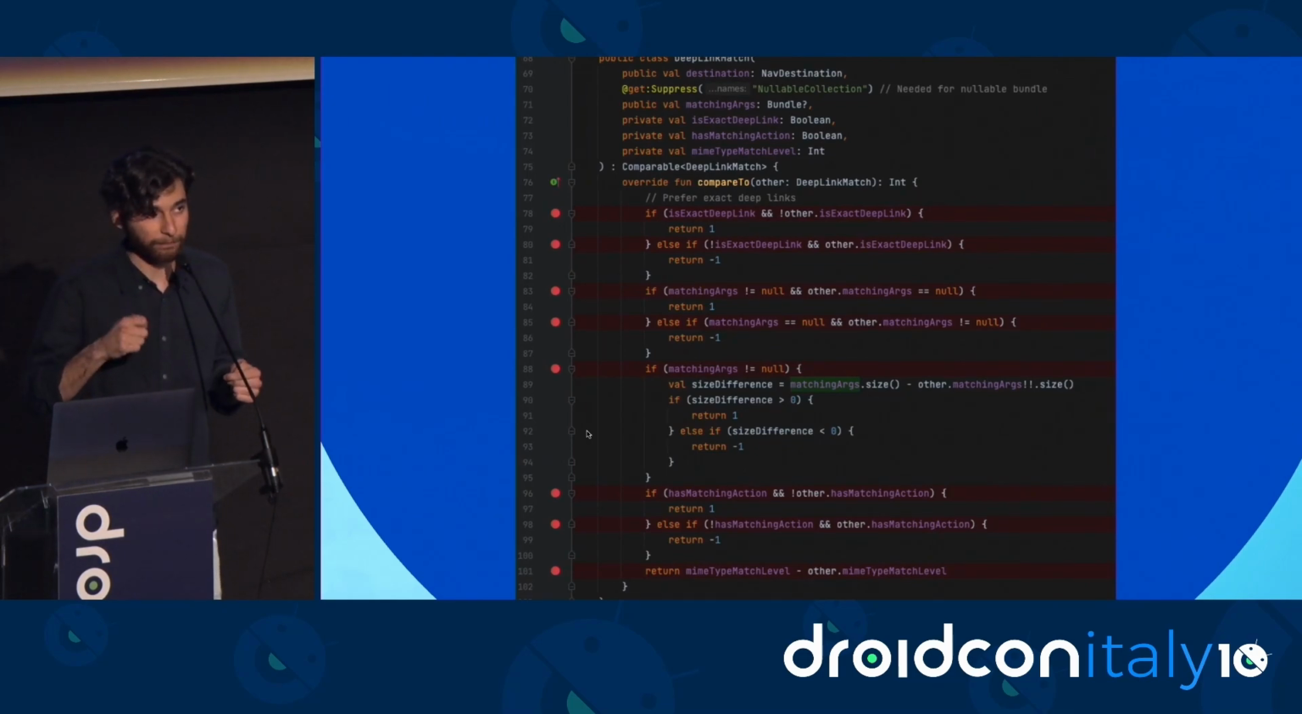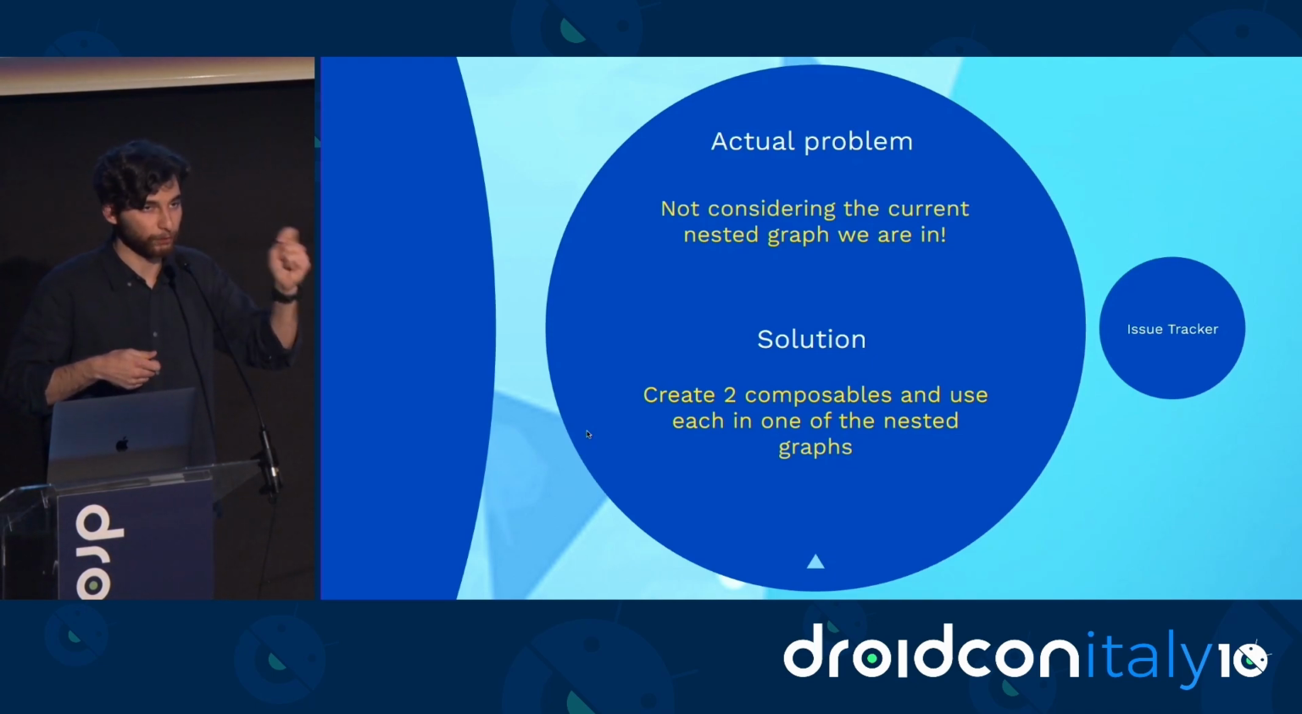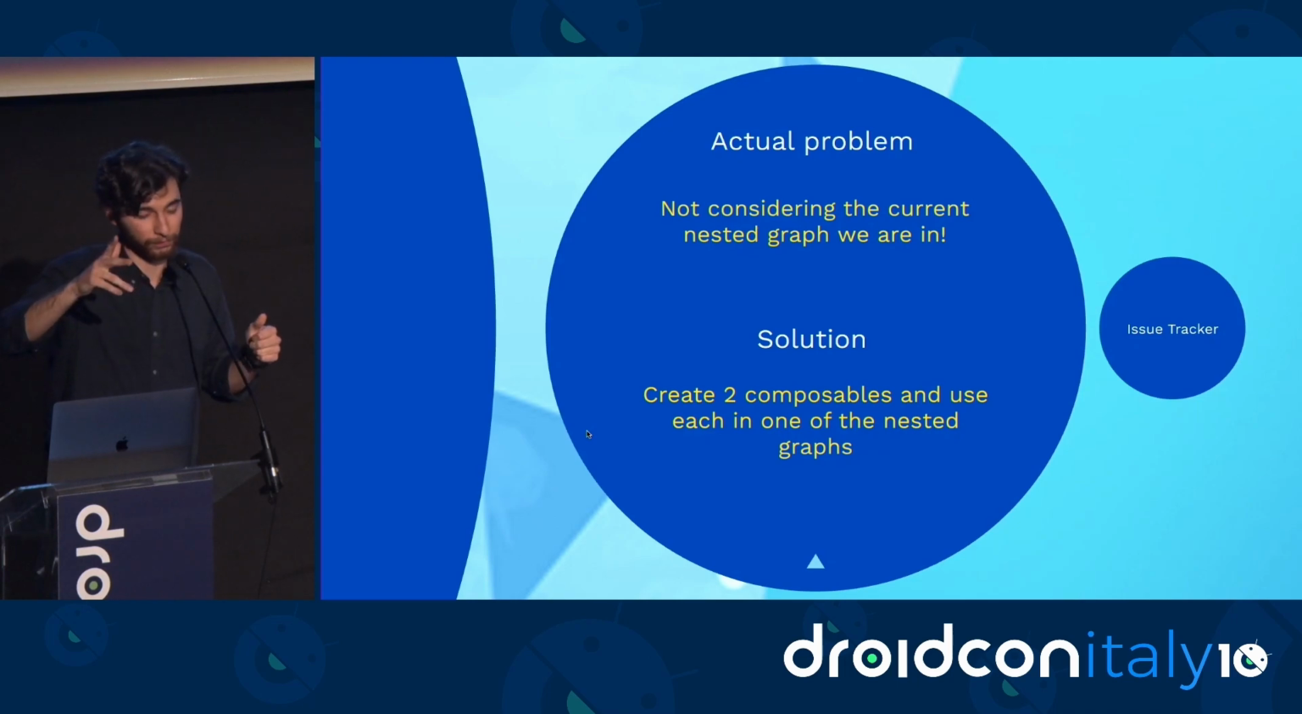When it is trying to find the best match, it is only comparing the nodes with each other. Yeah, it was this slide. So this is what happens when you ignore the nested graph that we are in, because we are using one composable object in both nested graphs. I mean, how can you decide which one is better? So the solution was that we had to duplicate our code and create another composable object with everything the same but a different root, and add it to the other nested graph. So for each nested graph, we finally had to create 2 composables with 2 different roots.